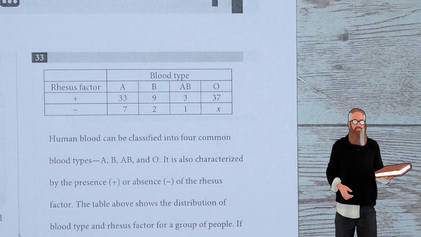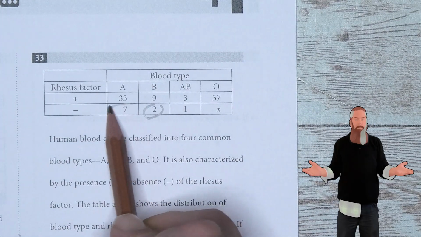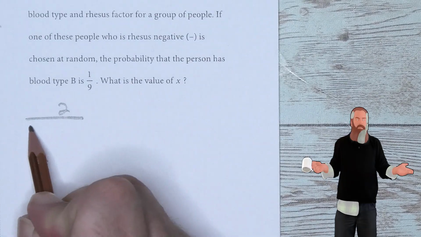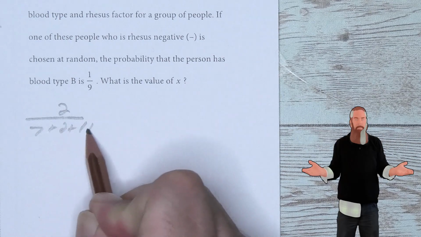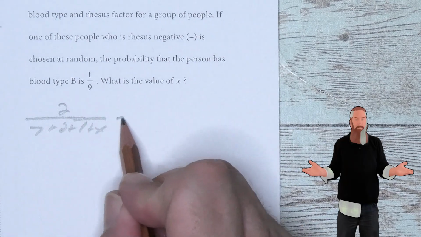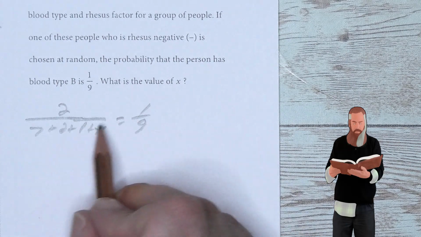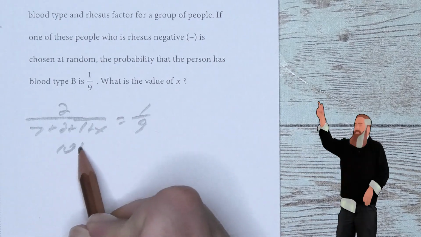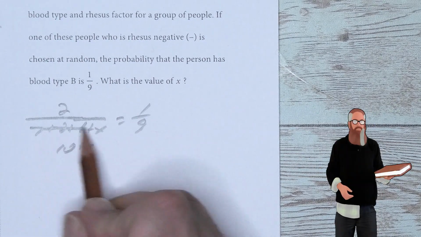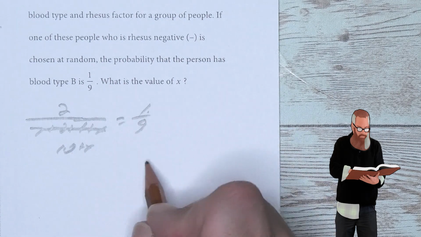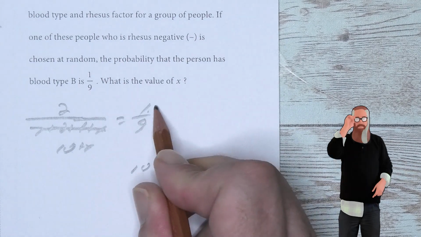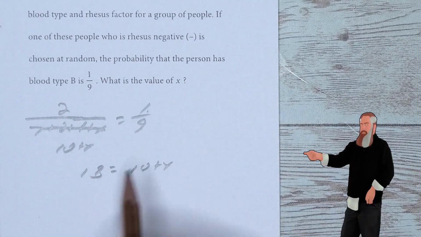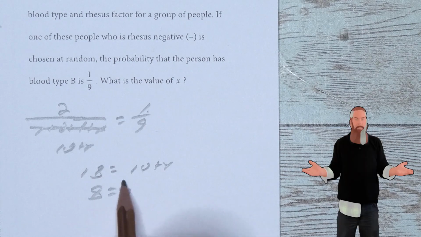So we're going to start with this very simple idea that we're trying to find the B out of all of these. The B was 2, and all of them were 7 plus 2 plus 1 plus x. Now it said the chance of that was 1 out of 9. So if we're trying to solve for x, I can add up all of this and get 10 plus x as the denominator here. So 10 plus x times 1 would give me 10 plus x as the numerator, and 2 times 9 means it is equal to 18. If I subtract 10 from both sides, I wind up with 8 is equal to x.